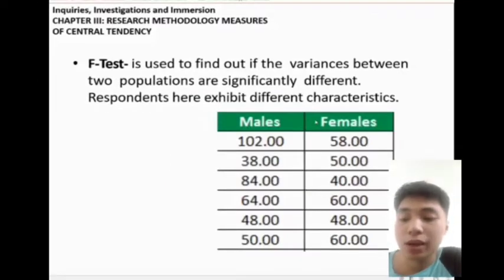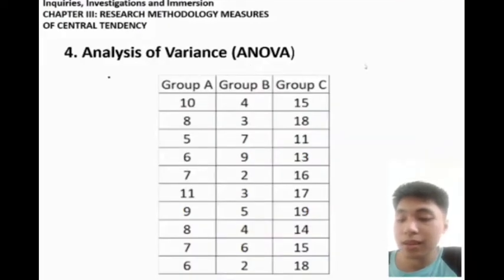F-test is used to find out if the variance between two populations is significantly different. Ito naman yung dalawang grupo. Dalawang grupo ito na respondents din sa characteristic. Analysis of variance, ito naman yung ANOVA, more than 2 categories. Okay? Thank you po.